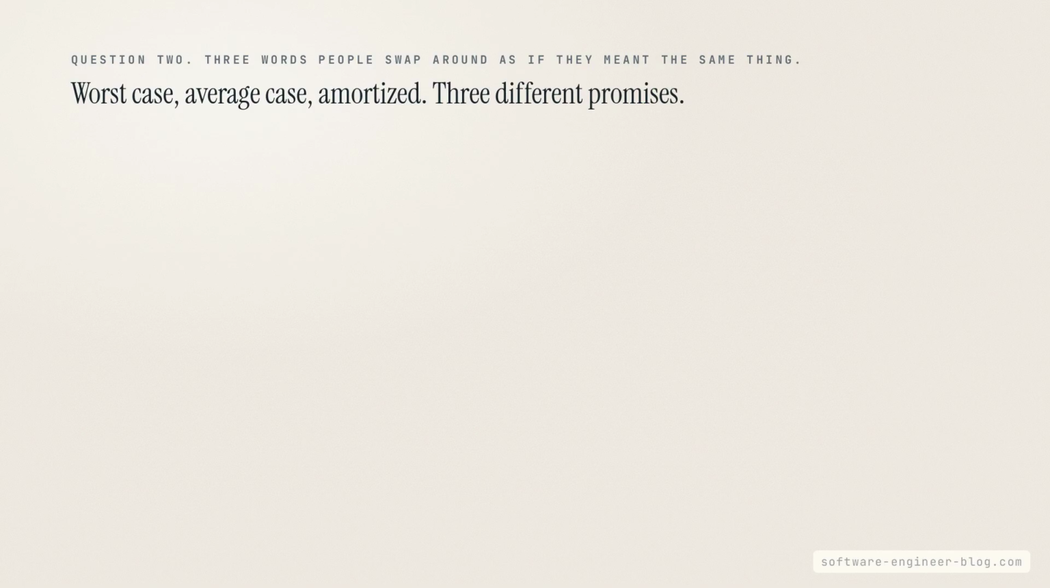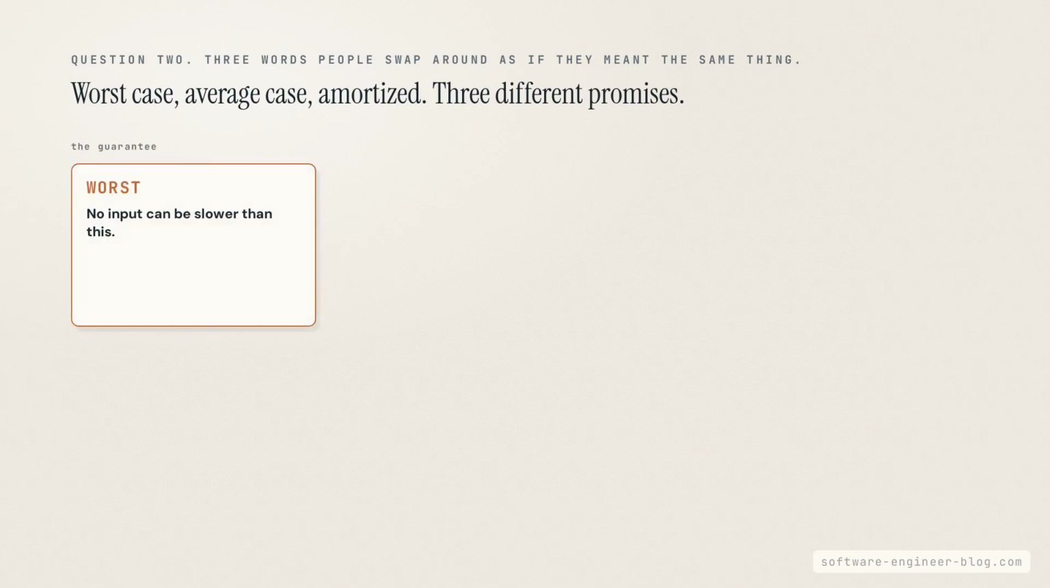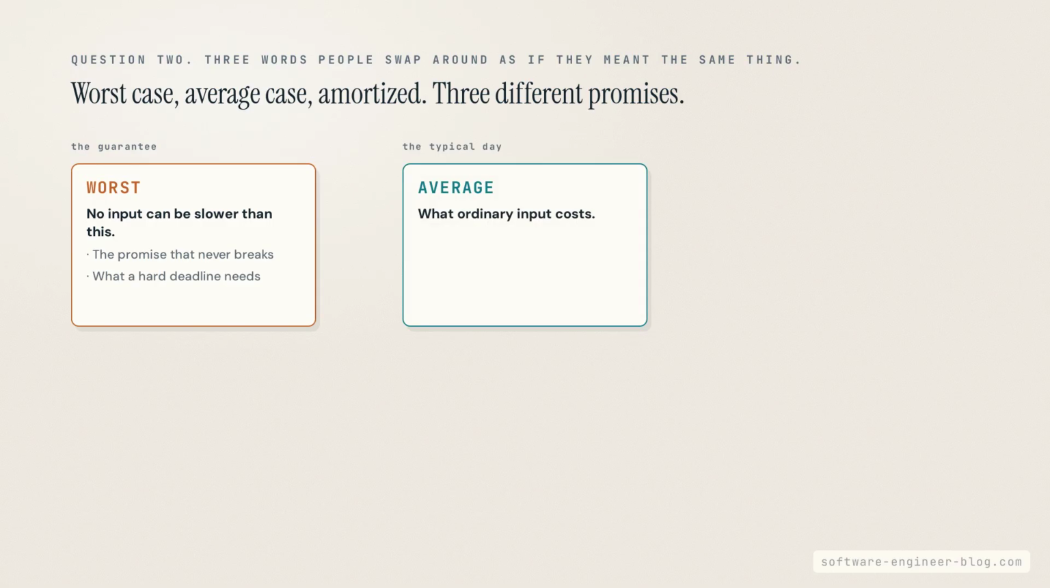Question 2. 3 words that people swap around as if they meant the same thing, and they do not. Worst case is a guarantee. No input can be slower than this. It is the promise that never breaks, and it is what you need when you have a hard deadline.